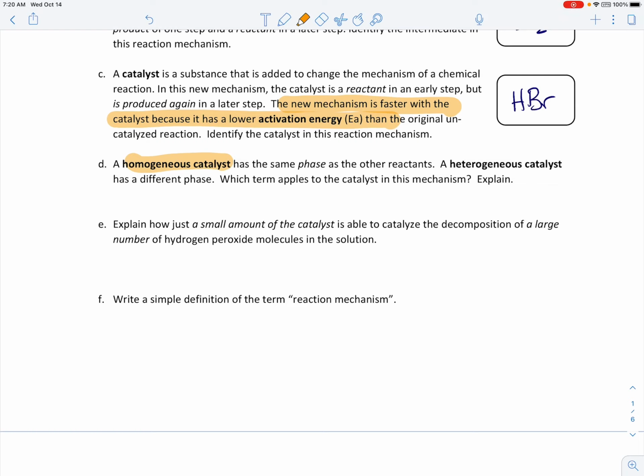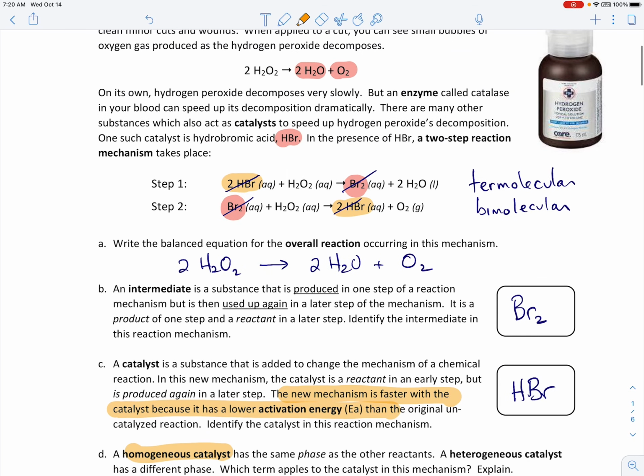Part E, how can a small amount of catalyst decompose large numbers of hydrogen peroxide particles? Pause the video and see if you can answer that yourself. So looking at the reaction mechanism, because the catalyst is produced again in step 2, the catalyst can go on in another collision to decompose more hydrogen peroxide.